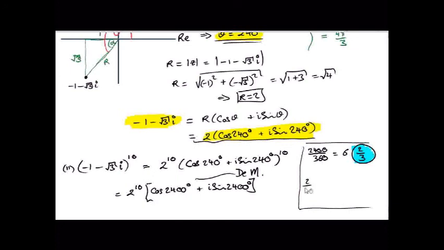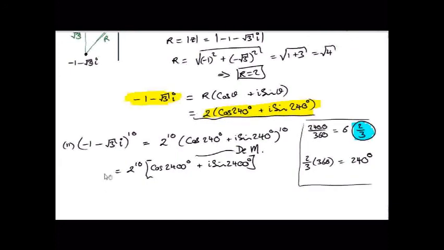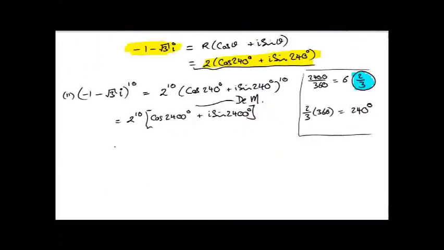And this is just a pure coincidence, by the way, because 2/3 of 360 just turns out to be 240 degrees. But that's pure coincidence. It could have turned out to be anything. The fact that it turned out to be the 240 that we already had is a fluke. So don't take that as the norm. In fact, I wish it didn't happen. I'd be much happier if I got 150 or something like that. So it need not have been 240. So that means 2 to the power of 10 cos of 2400 that we've just worked out is the same as cos of 240 plus i sine 240.